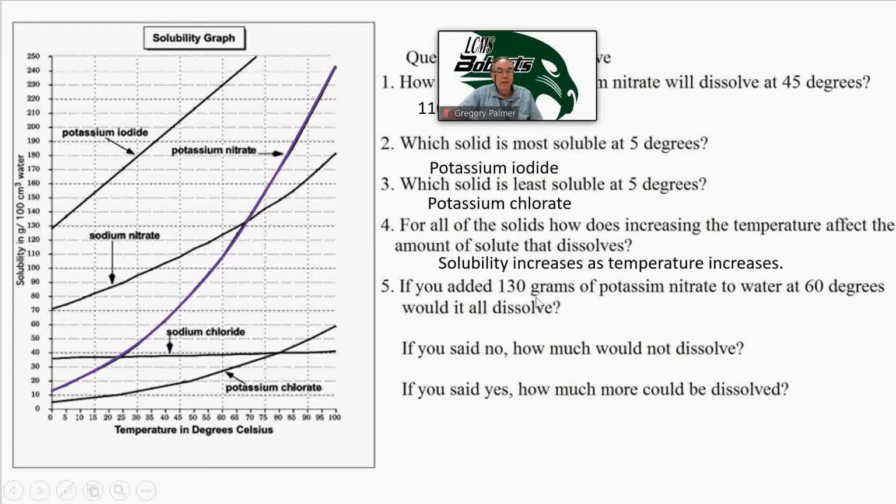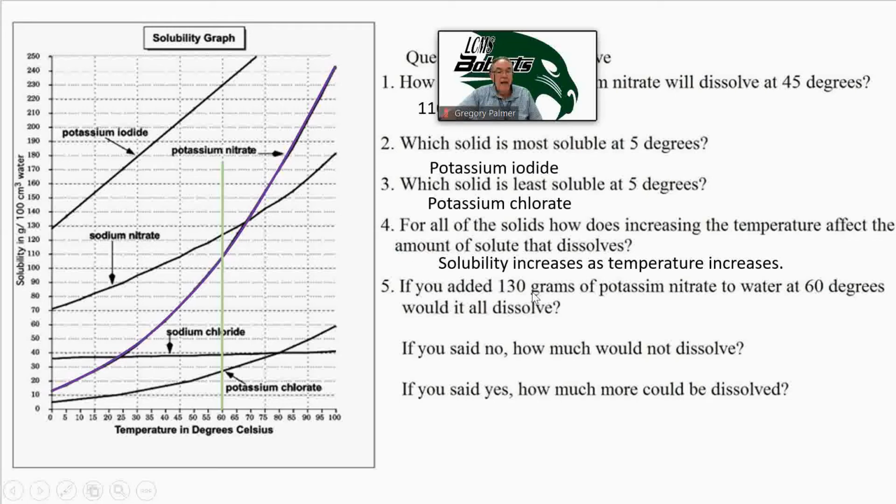If you add 130 grams of potassium nitrate to water at 60 degrees, would it all dissolve? The first thing we do is find the substance they're talking about, and I highlighted it here with that purple line. This is the potassium nitrate right along this line. And then they said the water is 60 degrees. So we're going to locate 60 degrees here and put this light green line here at 60 degrees.